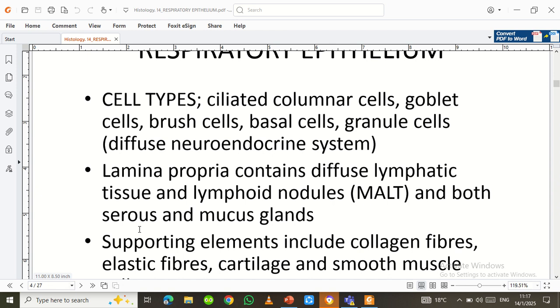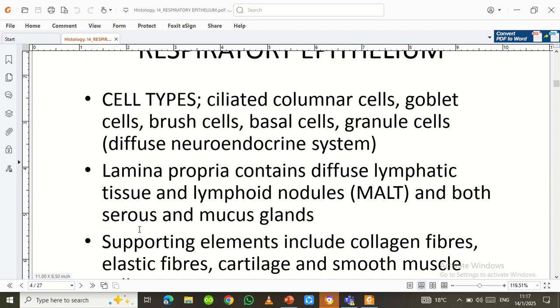You have goblet cells that will secrete the mucus by merocrine secretion. And then you have your brush cells. These are chemoreceptors, cells that sense differences in chemicals and initiate allergic mechanisms. And then we have basal cells. These are mitotic and are the ones that will replace the ciliated columnar cells. And then we also have the granule cells.